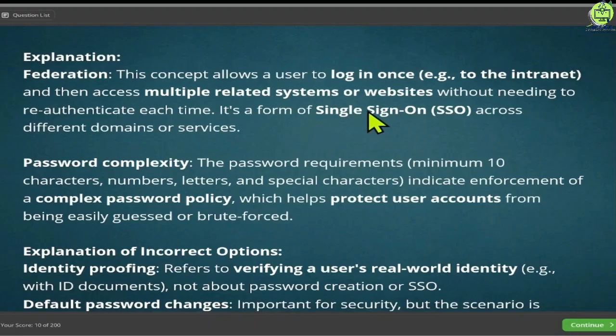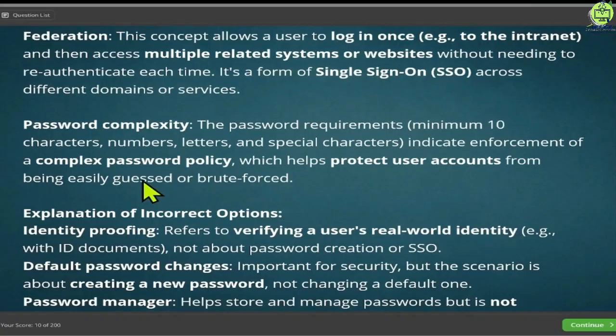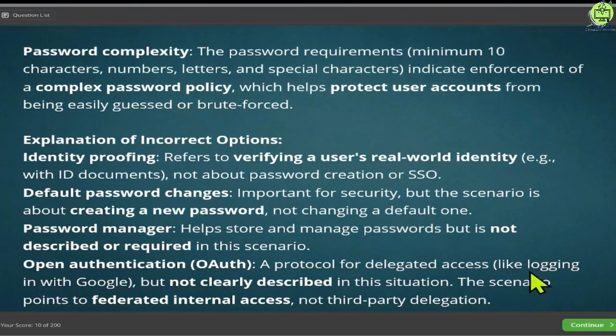This federation concept allows users to log in once and then access multiple related systems or websites without needing to re-authenticate each time. It is a form of single sign-on across different domains or services. So password complexity requires a minimum of 10 characters, which has to include numbers and special characters, and it indicates enforcement of a complex password policy. So you can read through the remaining one.